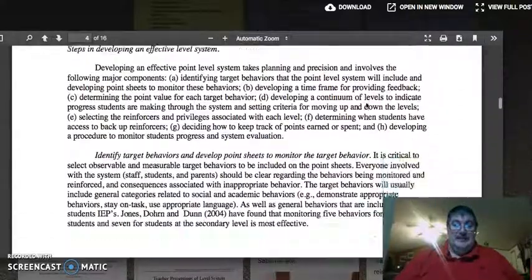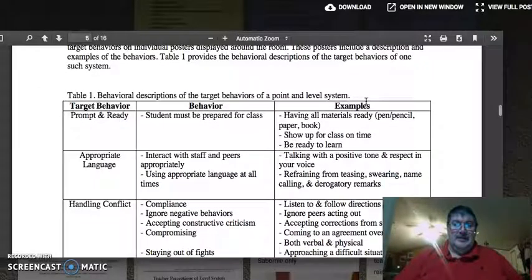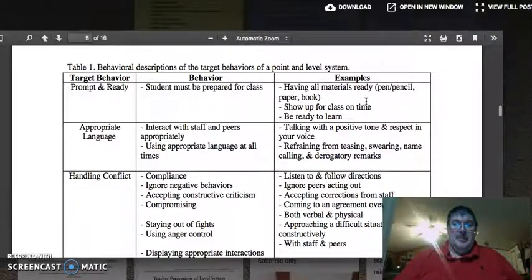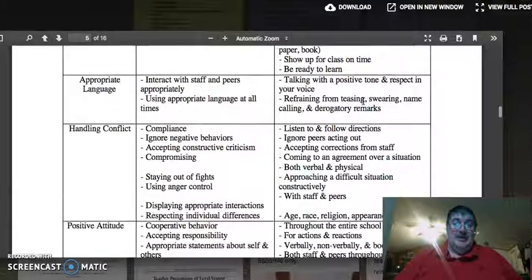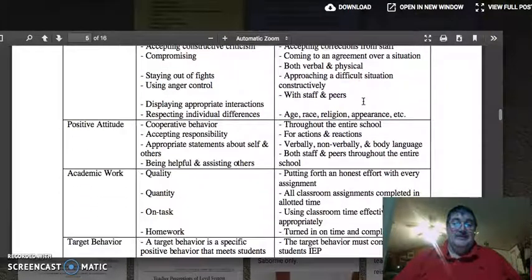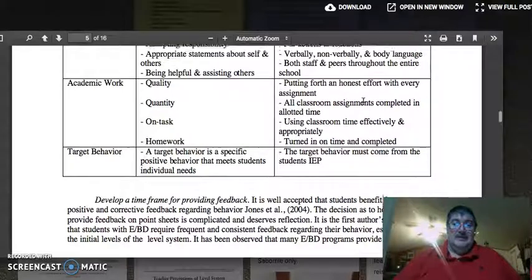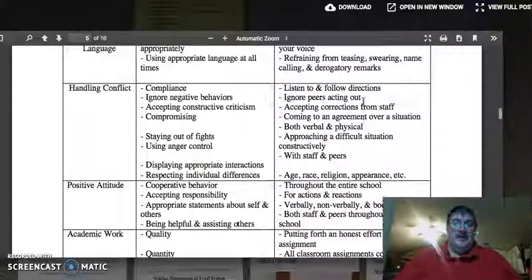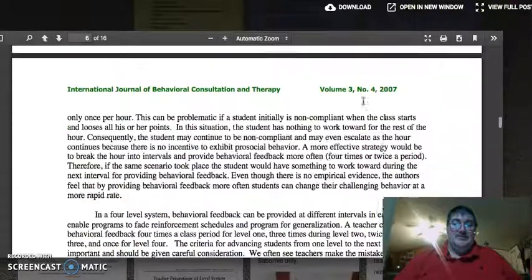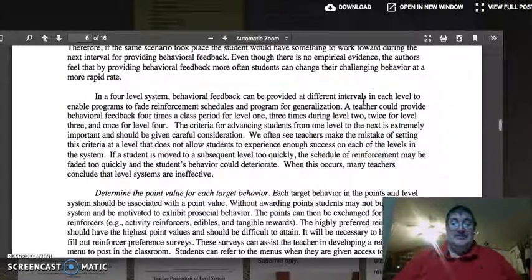As you scroll on down, you will find that they have given you a behavioral description of target behaviors also. So they can give you the target behavior, if you're prompt and ready behavior, the student must be prepared for class, and then you get examples of what that behavior should look like: having all materials, showing up for class on time, being ready to learn. Which I think is a neat little thing to have as you're designing your level systems, so you're not struggling to come up with behaviors and examples of what they should be doing. It helps assist you in designing your level system.